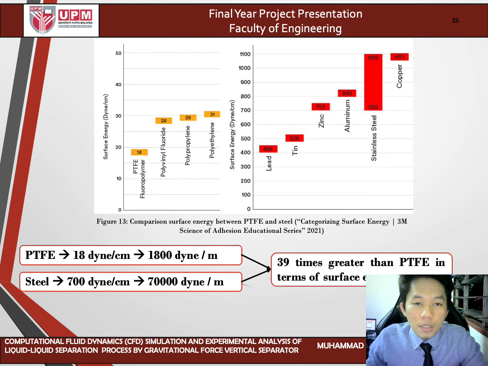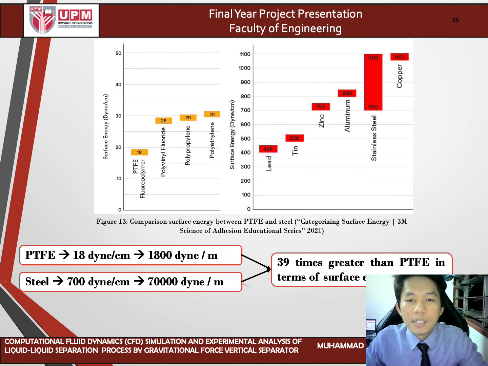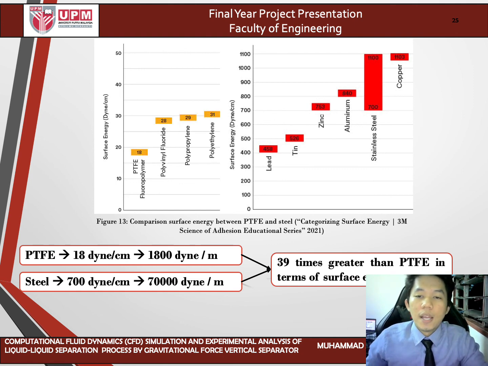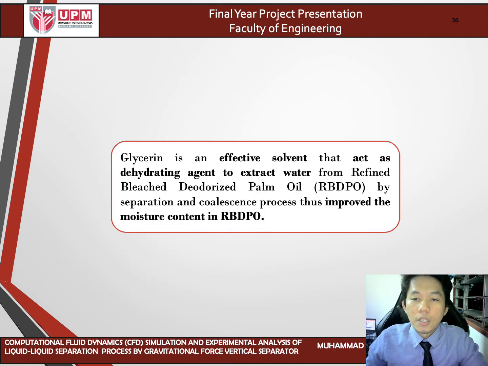So the figure here shows the surface energy of Teflon and stainless steel. What we can obtain from the figure here is that the surface energy of stainless steel is greater than the surface energy of Teflon, hence the steel packing is recommended.